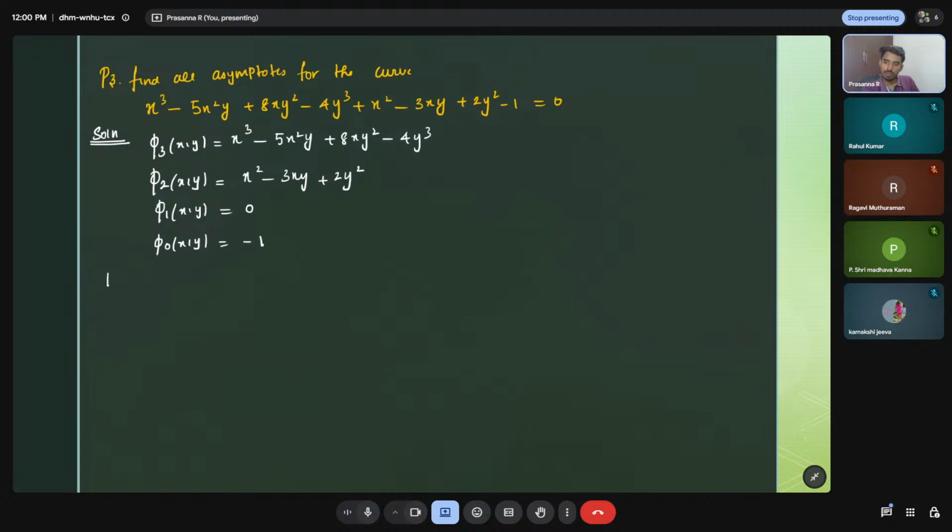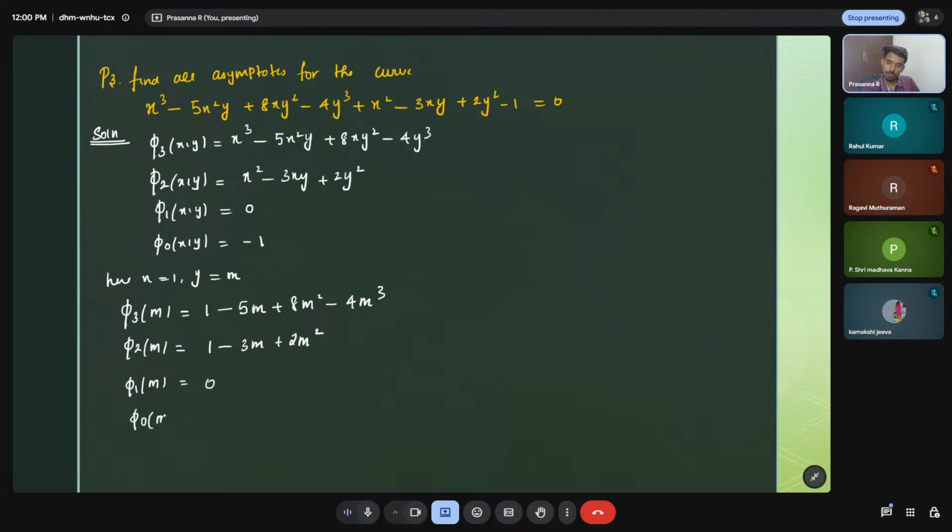Now here we need to put x is equal to 1, y is equal to m. Then we will get phi3 of m equal to 1 minus 5m plus 8m square minus 4m cube. Phi2 of m is 1 minus 3m plus 2m square. Phi1 of m is 0. And phi naught of m is minus 1.